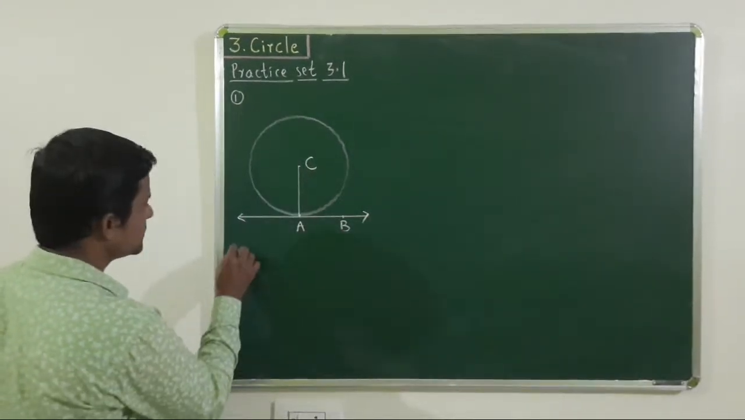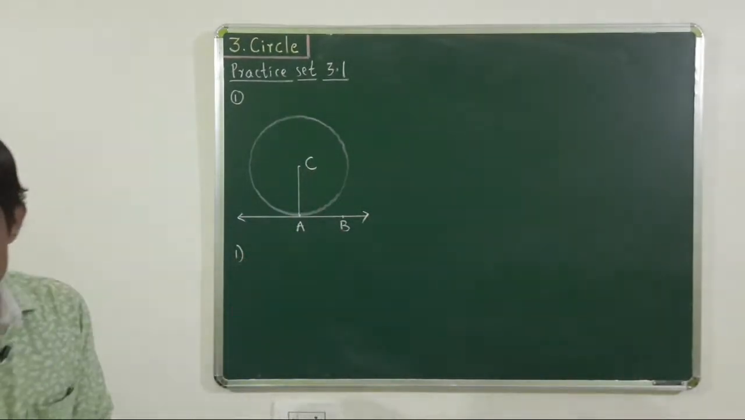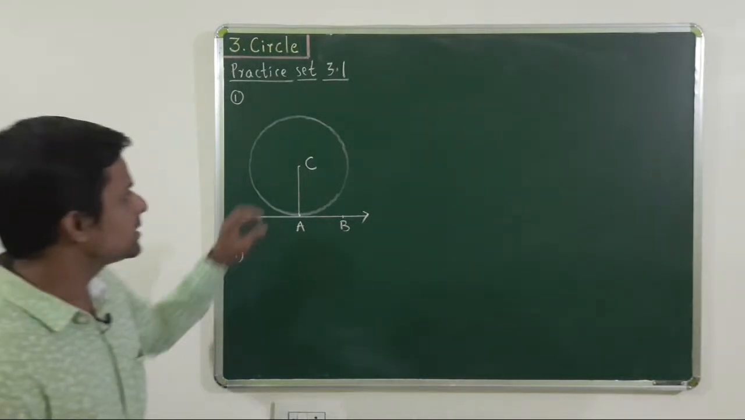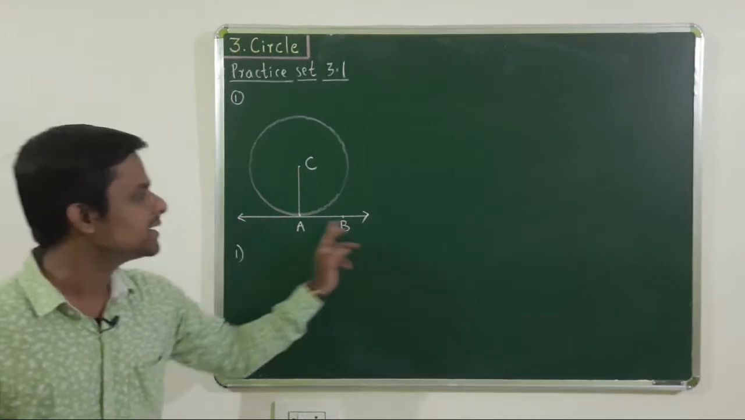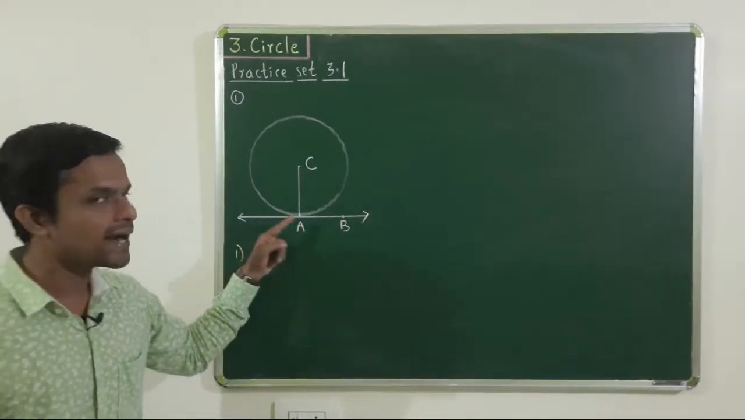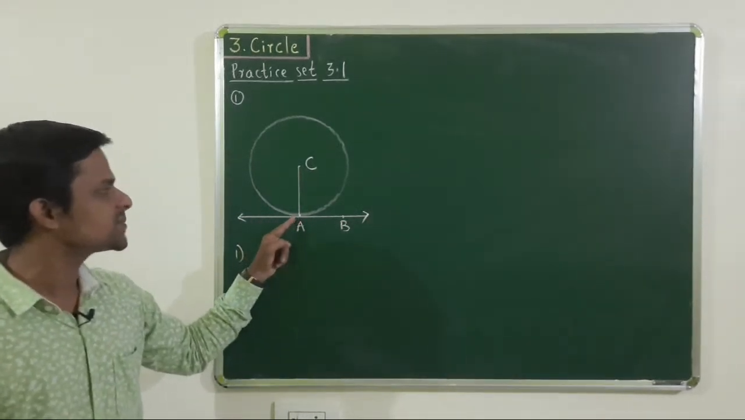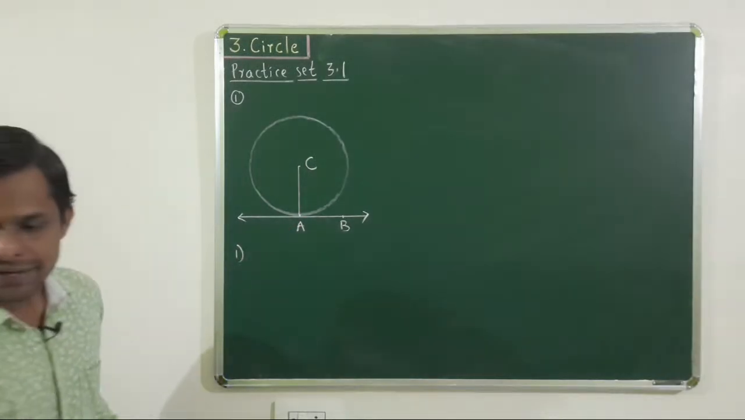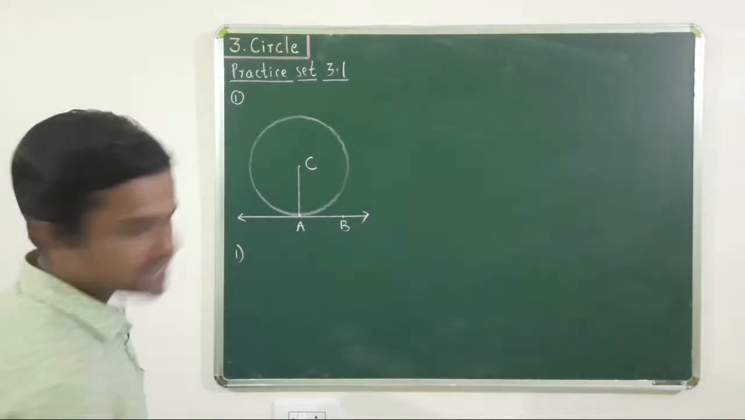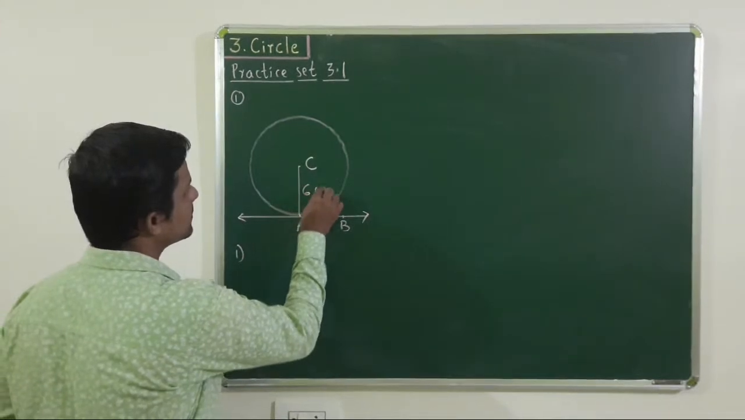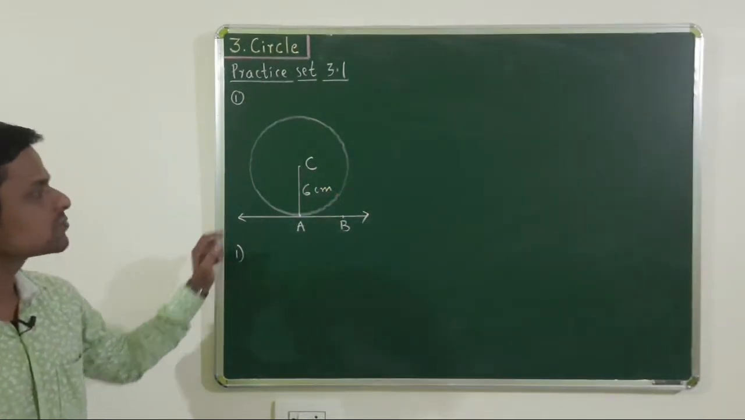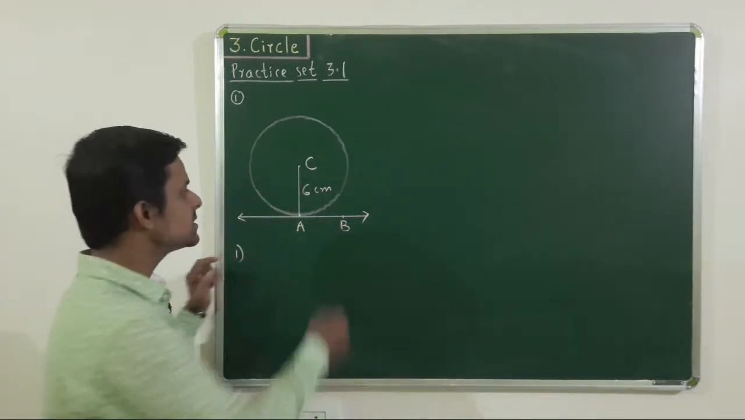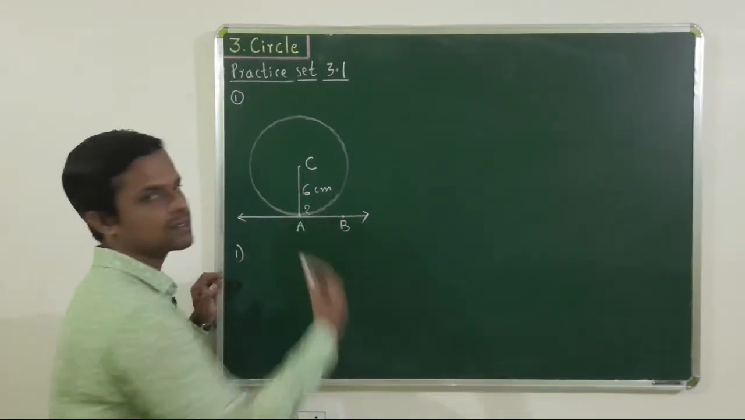I am not going to write the question here. What is given in this diagram? Point C is the center of the circle. Line AB is tangent to the circle at point A, means point A is the point of contact, and the radius of the circle is given as 6 centimeter. And the first question is, what is the measure of angle CAB?